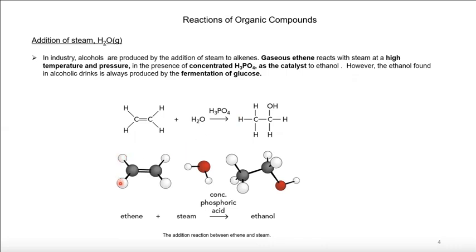This model is a ball and stick model. Ethene, and then this steam or water, and then concentrated phosphoric acid, and we get this ethanol.